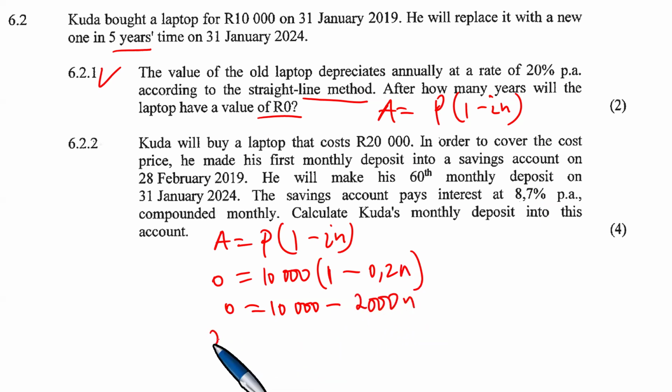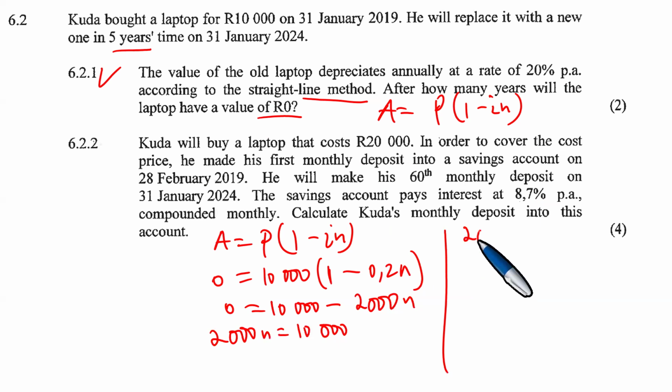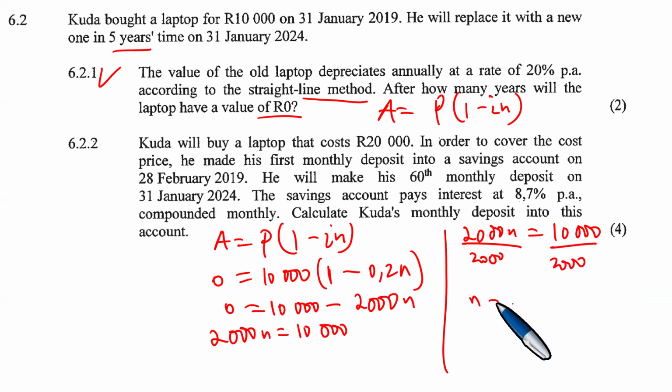And then now you have 2,000 and 10,000. You divide here by 2,000, divide here by 2,000, meaning n is actually 5. So n is 5.